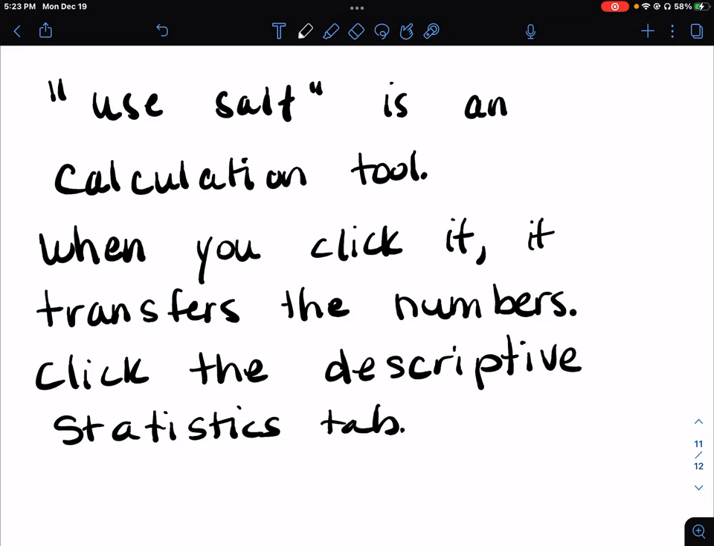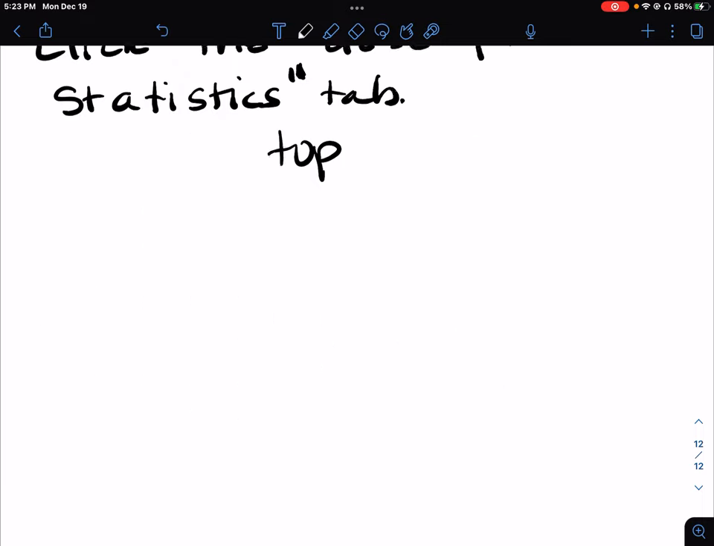Okay, if you see Use Salt in WebAssign as a calculation tool, when you click it, it automatically transfers the numbers to like this data calculation thing that's kind of like Excel. If you click the Descriptive Statistics tab up at the top, it will do the mean, median, mode, Q1, Q3. It will do all of that, okay? So all you have to do is click Use Salt and Descriptive Statistics, okay, for this module. Okay, that's the end.